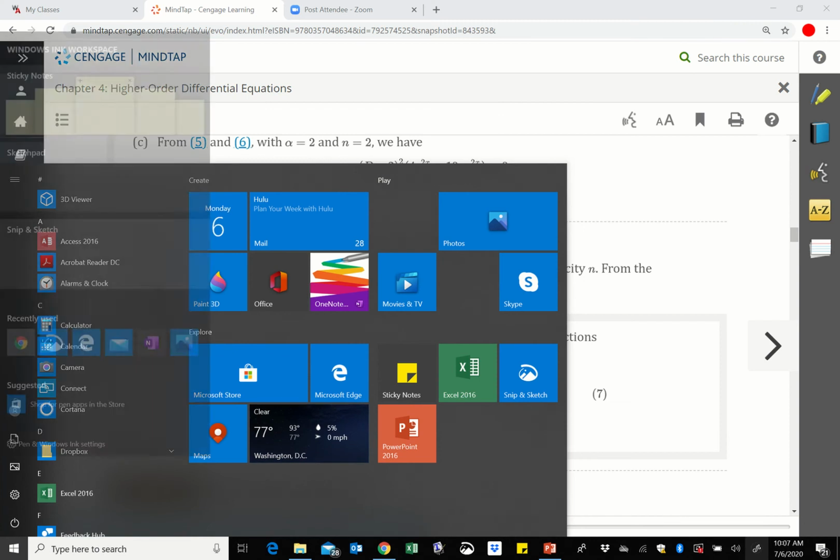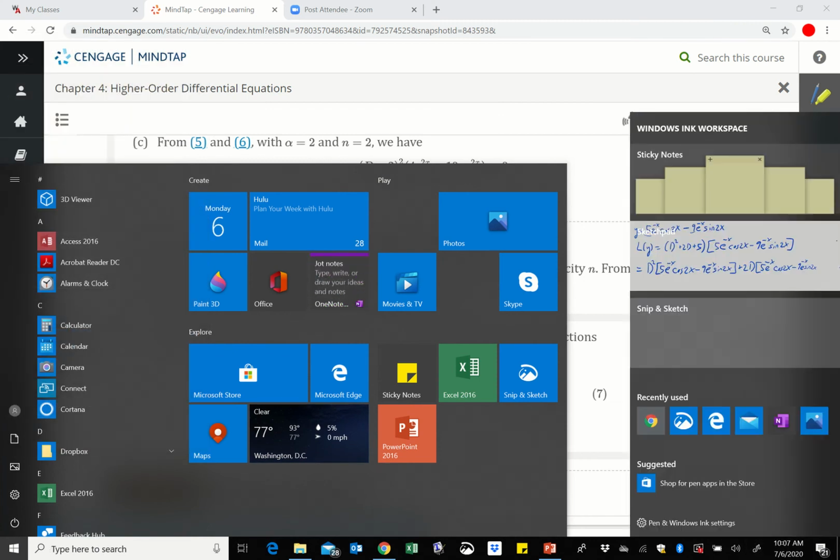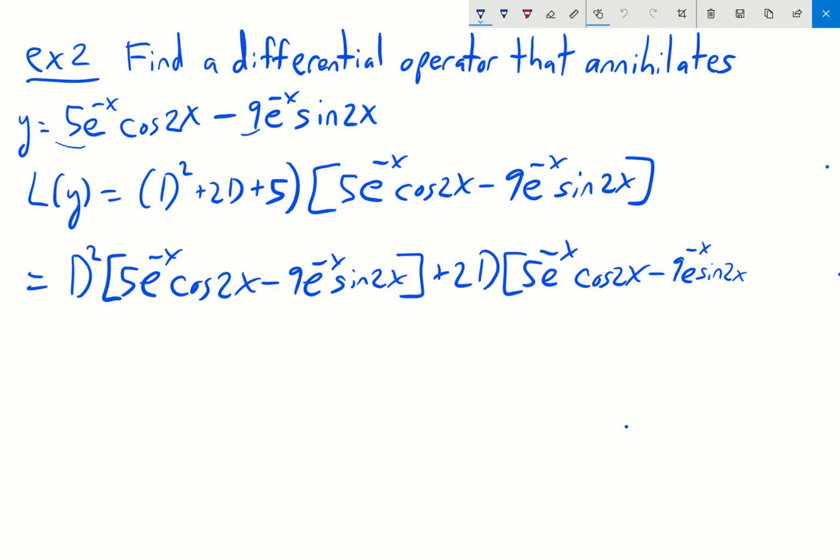Oops, sorry about that. Come on back. There we go. And then we need to add 5 times the original function. And now maybe I'm regretting a little bit verifying this, but it's no big deal. We'll work through it here. It's going to be a ton of writing.